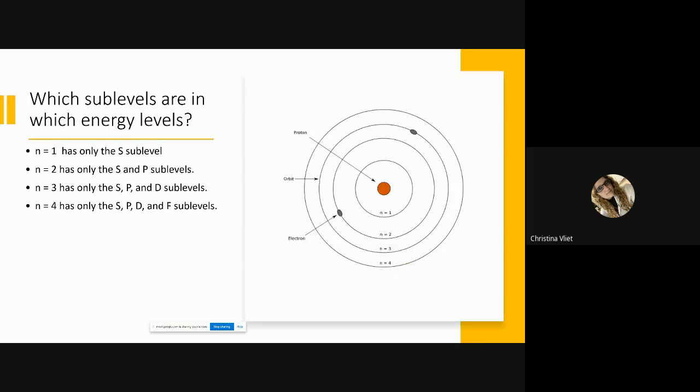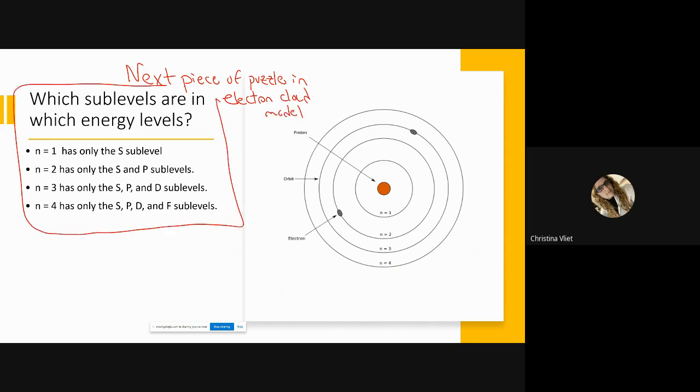All right, the next piece of the puzzle, in quantum theory, which is the electron cloud model. This is the next piece of the puzzle. Everything here you've got to write down. In your first energy level, the one that's closest to the nucleus, there is only the S sublevel.